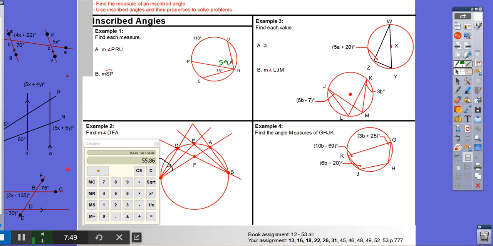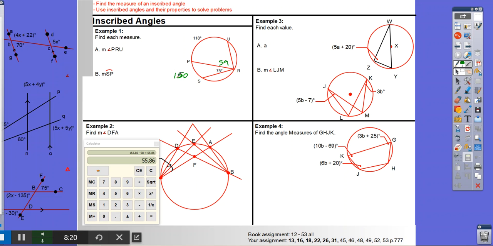What is the measure of arc SP? Well, it's going to be twice this measure. So if this is 75, this will be 150. All right. Fun stuff so far. It's nothing like starting off easy, right? Okay. Obviously, this drawing is not to scale.